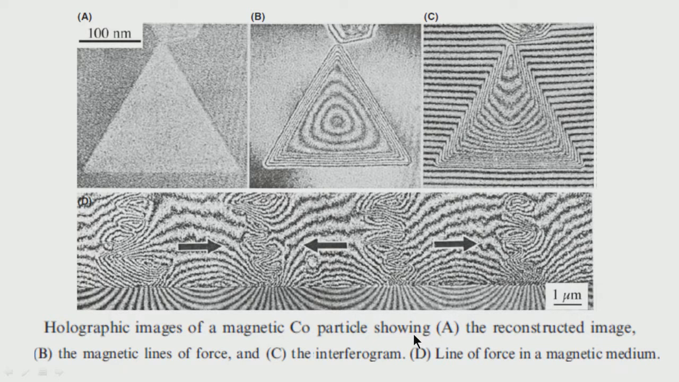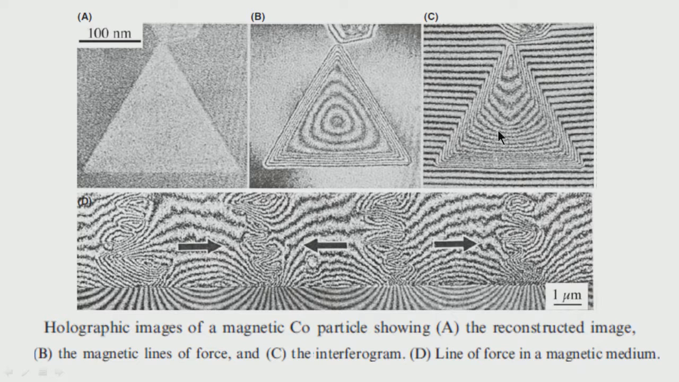This is essentially taken from the literature, a holographic image of a magnetic cobalt particle. This is a reconstructed image of that particle, this is how it looks. In a conventional microscope, we do not get much information, but if you use an electron holography technique attached to a microscope, then we can get information about how the magnetic field lines are distributed in and around that sample.